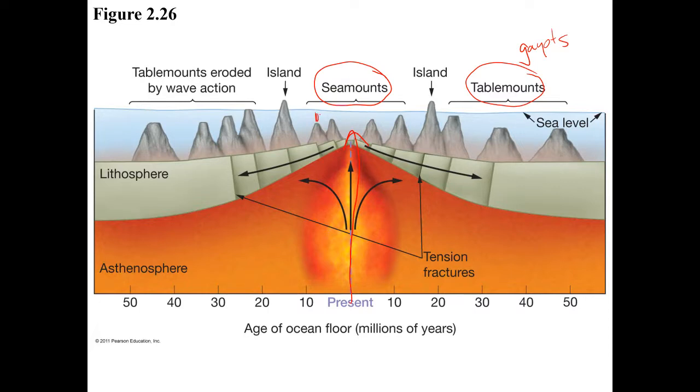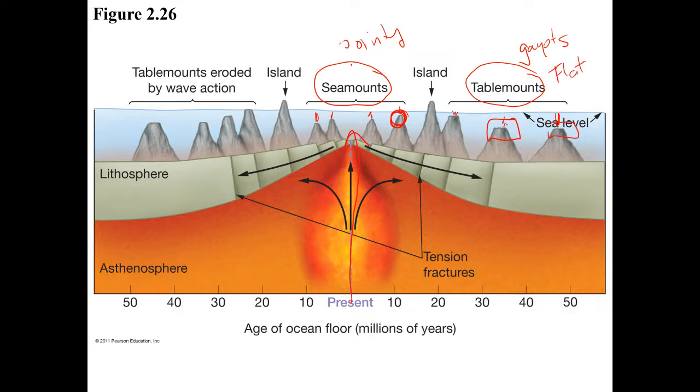So it has to be under the water and pointy, as opposed to a table mount, which is also submerged, but it's flat. So they're literally just submerged portions of the ocean basin crust, basalt crust, that are under the water and either pointy or flat. A seamount has a pointy tip, and a table mount has a flat tip.